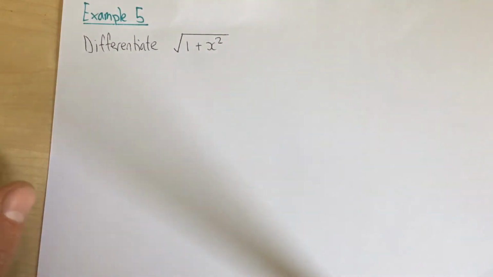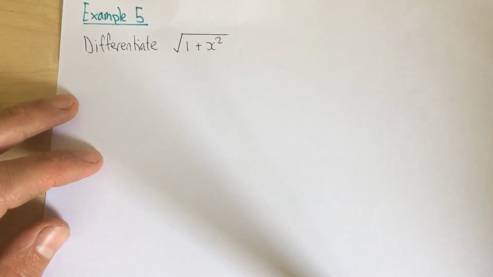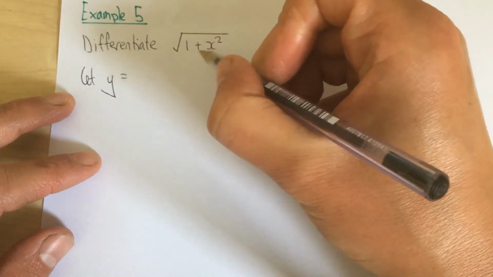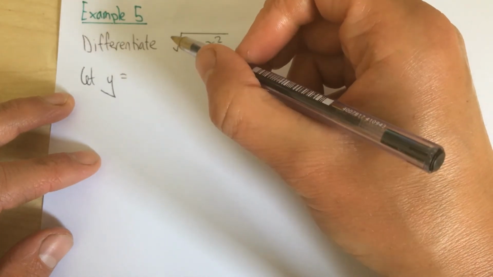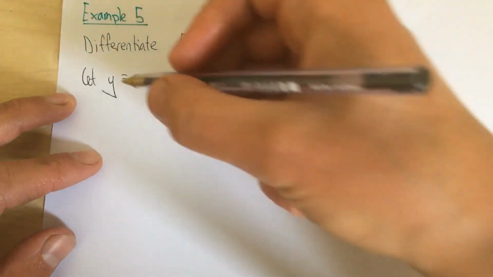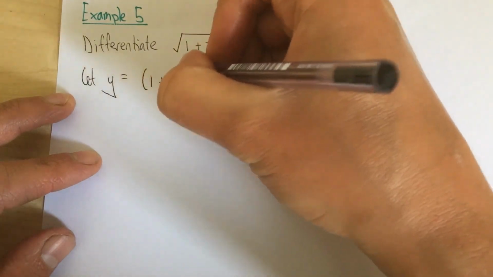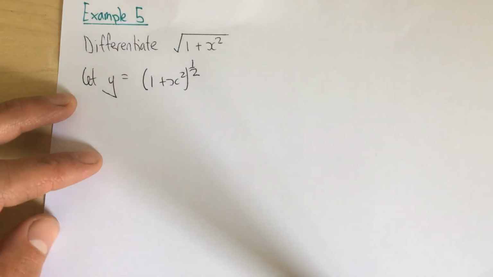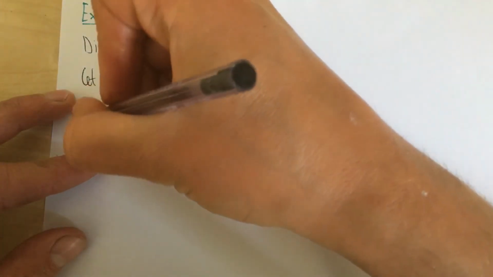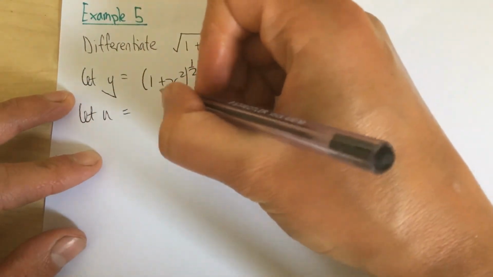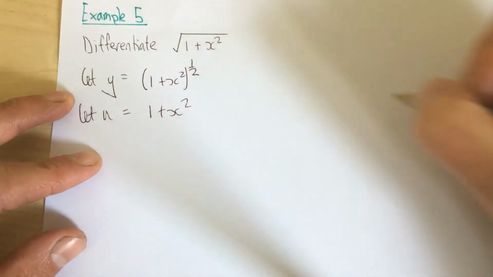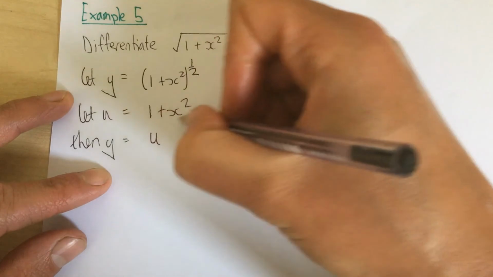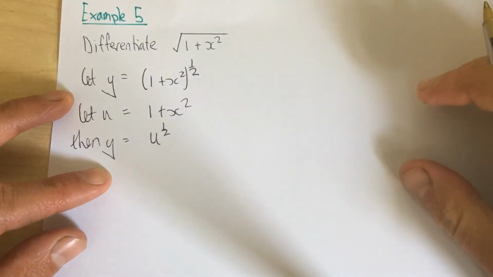Example 5, differentiate the square root of 1 plus x squared. So here I'm going to write let y equal this function here. But remember that the square root of something is equal to the power of a half. So I think it's going to be easier for me if I write (1 + x^2) in brackets, and instead of the square root I do its equivalent as a power, which is the power of a half. Now I can say let u equal the bit inside the brackets here, that's 1 plus x squared. Then y will equal u to the power of a half.